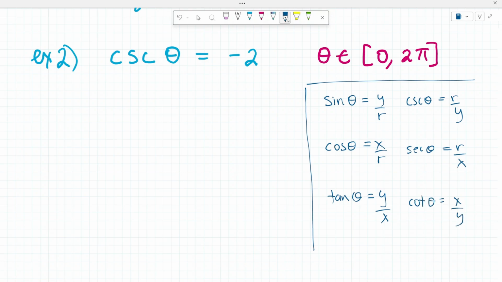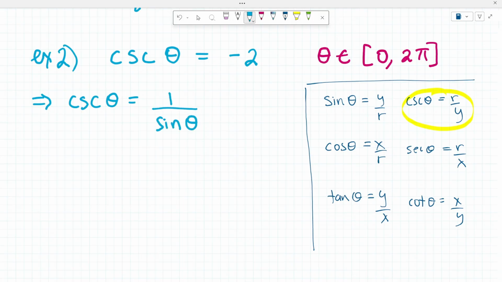So if you have these memorized, you can go ahead right away and use our cosecant theta ratio and understand that it's r over y. If you don't want to do that step, you can do it in terms of sine. You can right away recognize that cosecant is the reciprocal of sine, meaning that cosecant theta equals 1 over sine theta. And we know that this equals negative 2.